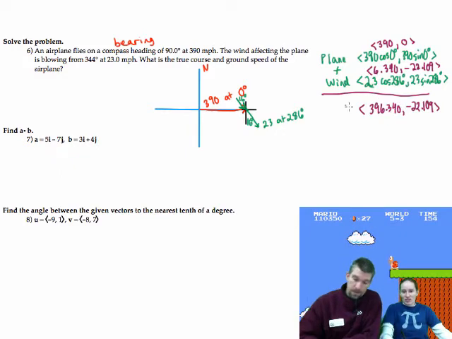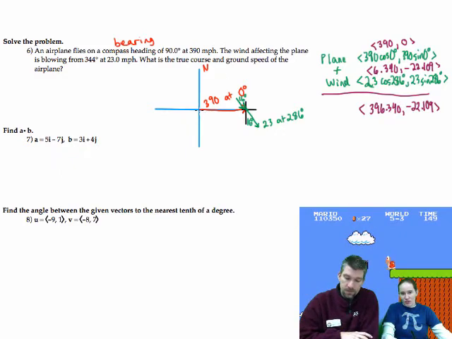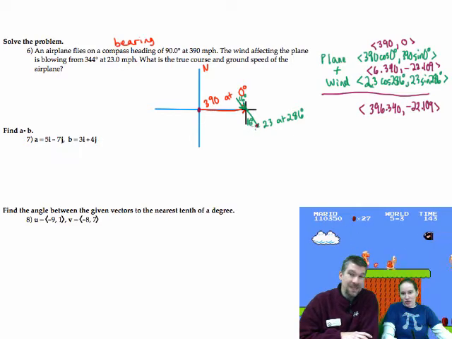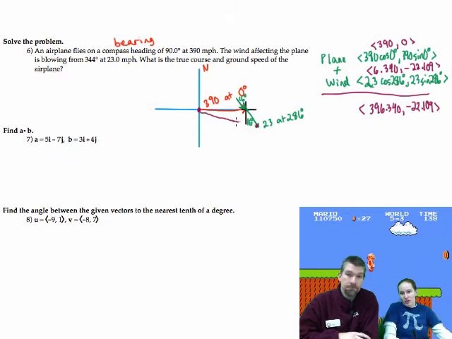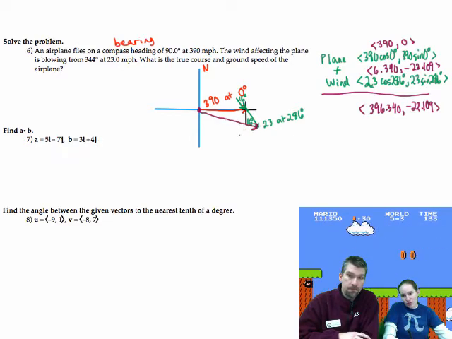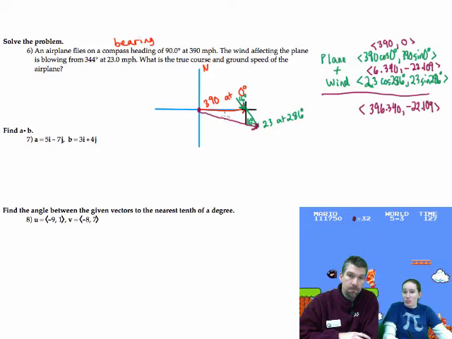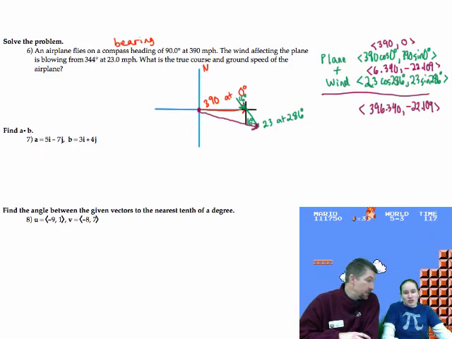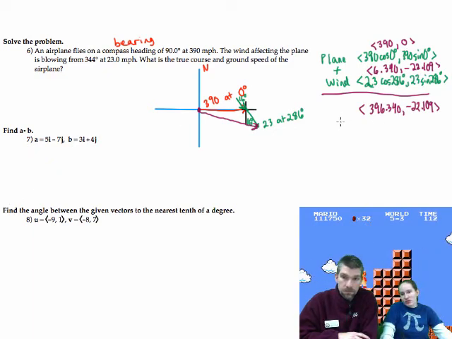Okay, this is the vector. That's the result. So that's the vector going from the start here, that's how the plane's actually flying. Whenever it asks us for the true course and ground speed, it's asking us for the magnitude and the bearing for this vector. We have to undo everything we just did. So with this resultant that we got, we need to do the Pythagorean theorem.